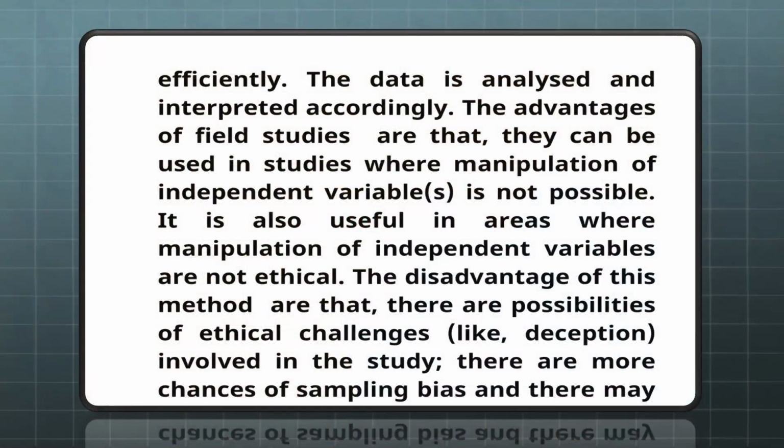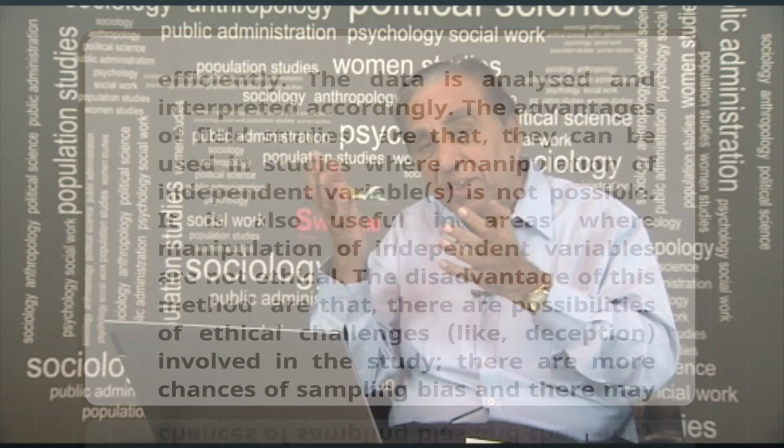The disadvantages of these methods are that there is a possibility of ethical challenges like deception involved in the study. There are more chances of sampling bias, and there may be influence of extraneous variables in the study. A number of things can be extraneous variables, even unethical behavior may be there. So, there are some problems, but the advantage is simply that we can study behavior in a mob, in a natural setting.